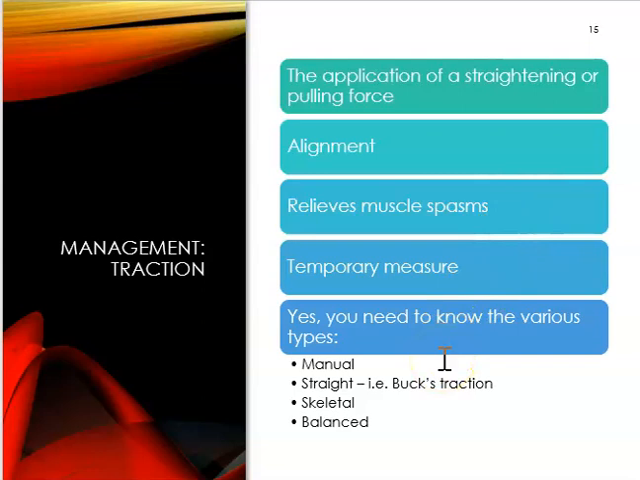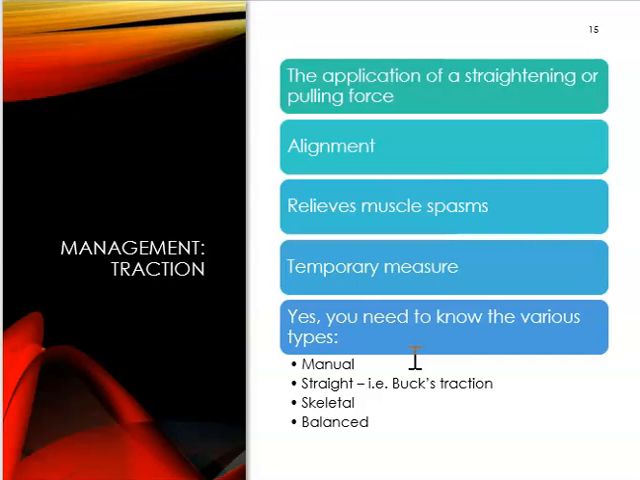Straight traction is going to be a pulling force, and that's going to be applied in a straight line to the injured extremity. The most common type of this is going to be Buck's traction, which I'll show you a picture of here in a little bit. And that's going to be used for hip fractures. So the lower portion of the injured extremity is placed in a cradle-like sleeve, and a weight is going to be hung from the bottom of the traction frame.